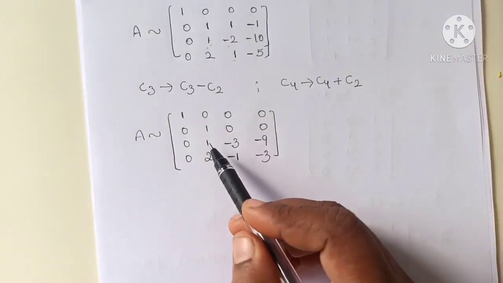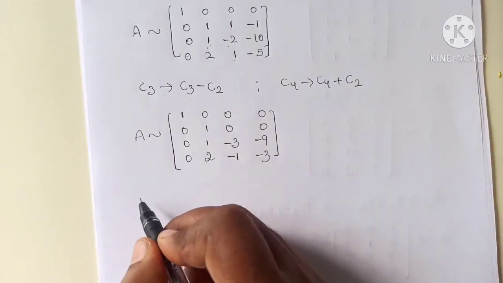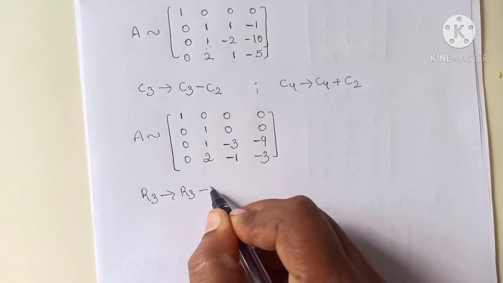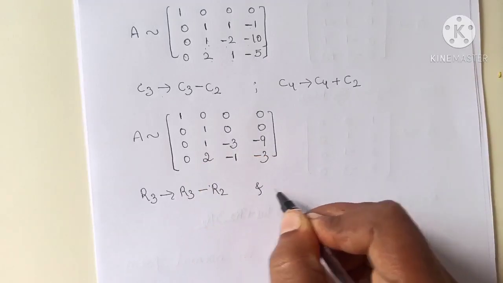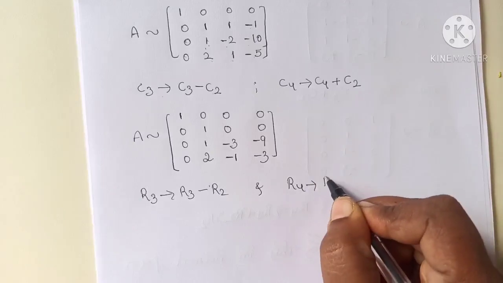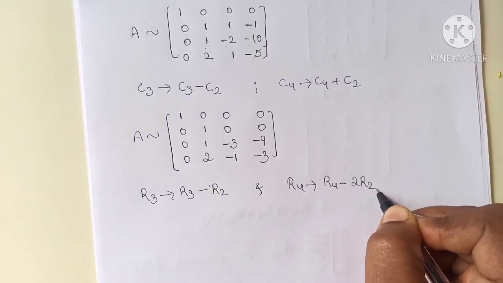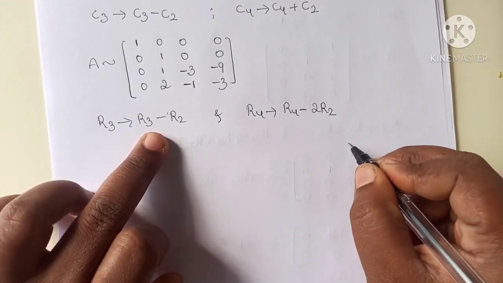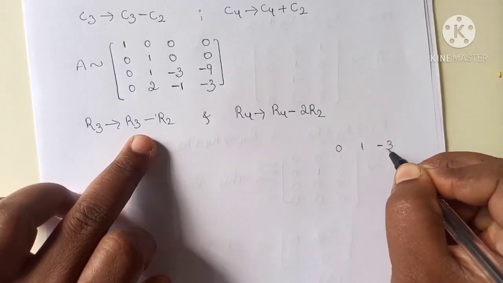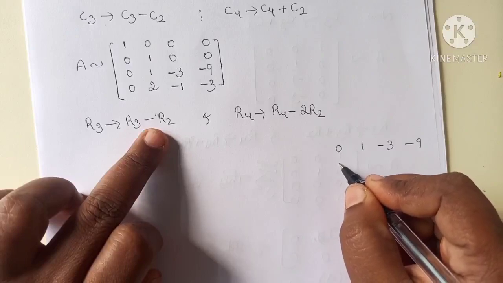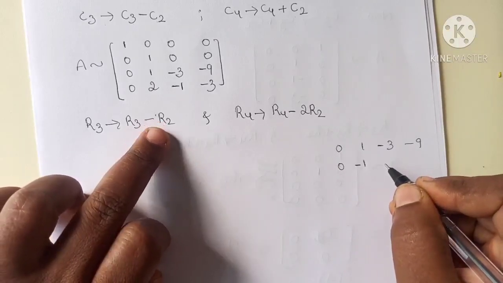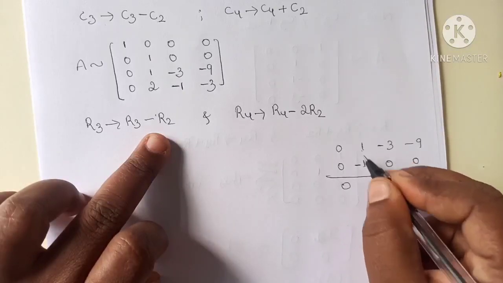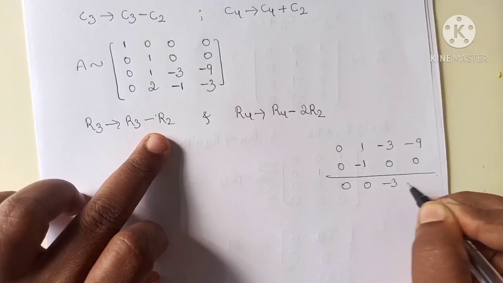Okay. Next, we make these two elements 0, that is applying R3 equals R3 minus R2 and R4 equals R4 minus 2 into R2. We get R3 minus R2: first put all the R3 elements, that is 0, 1, minus 3, minus 9, minus R2 elements are 0, minus 1, multiplying with minus 1 we get minus 1, 0, 0. We get 0, plus 1 minus 1 gets cancelled, 0, minus 3 as it is, minus 9 as it is.